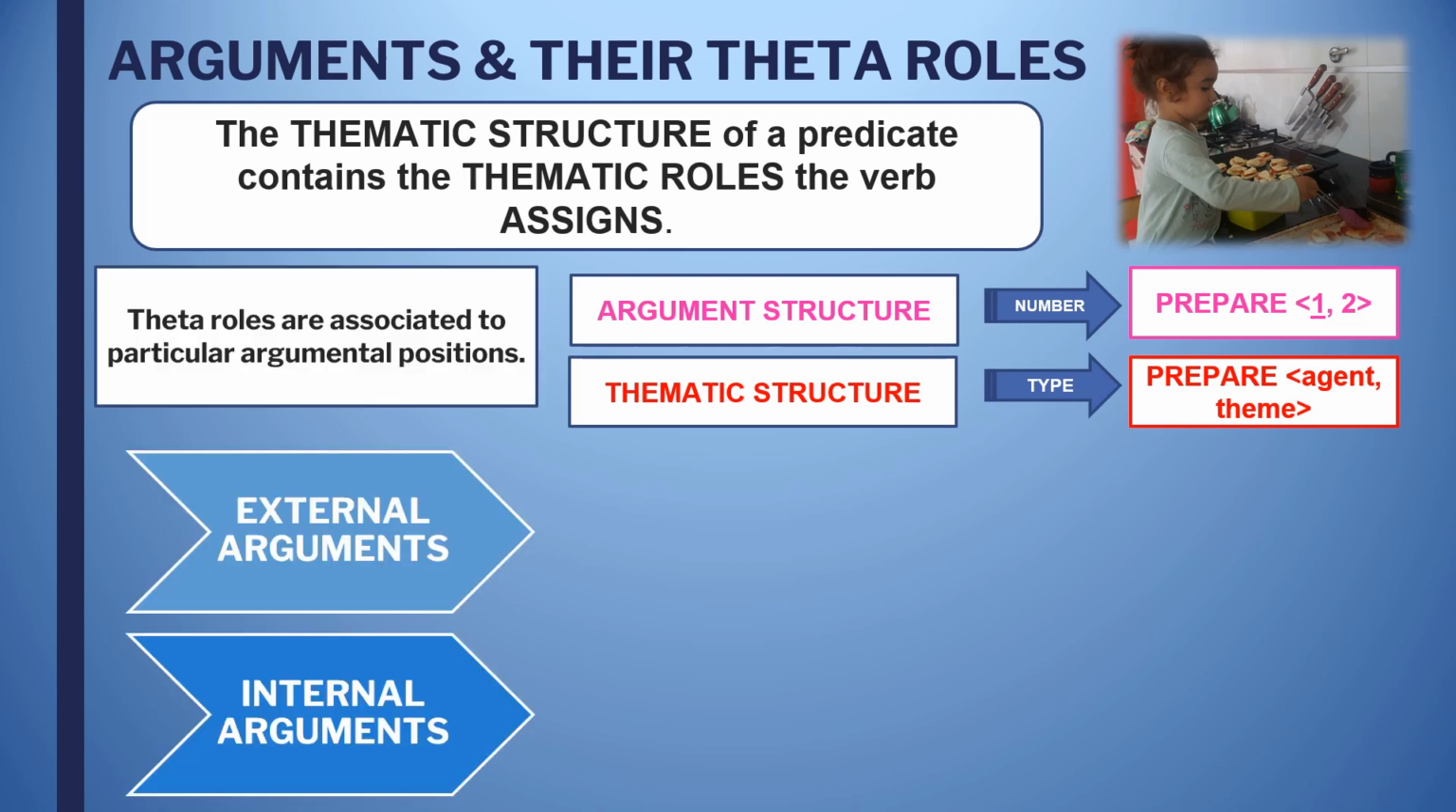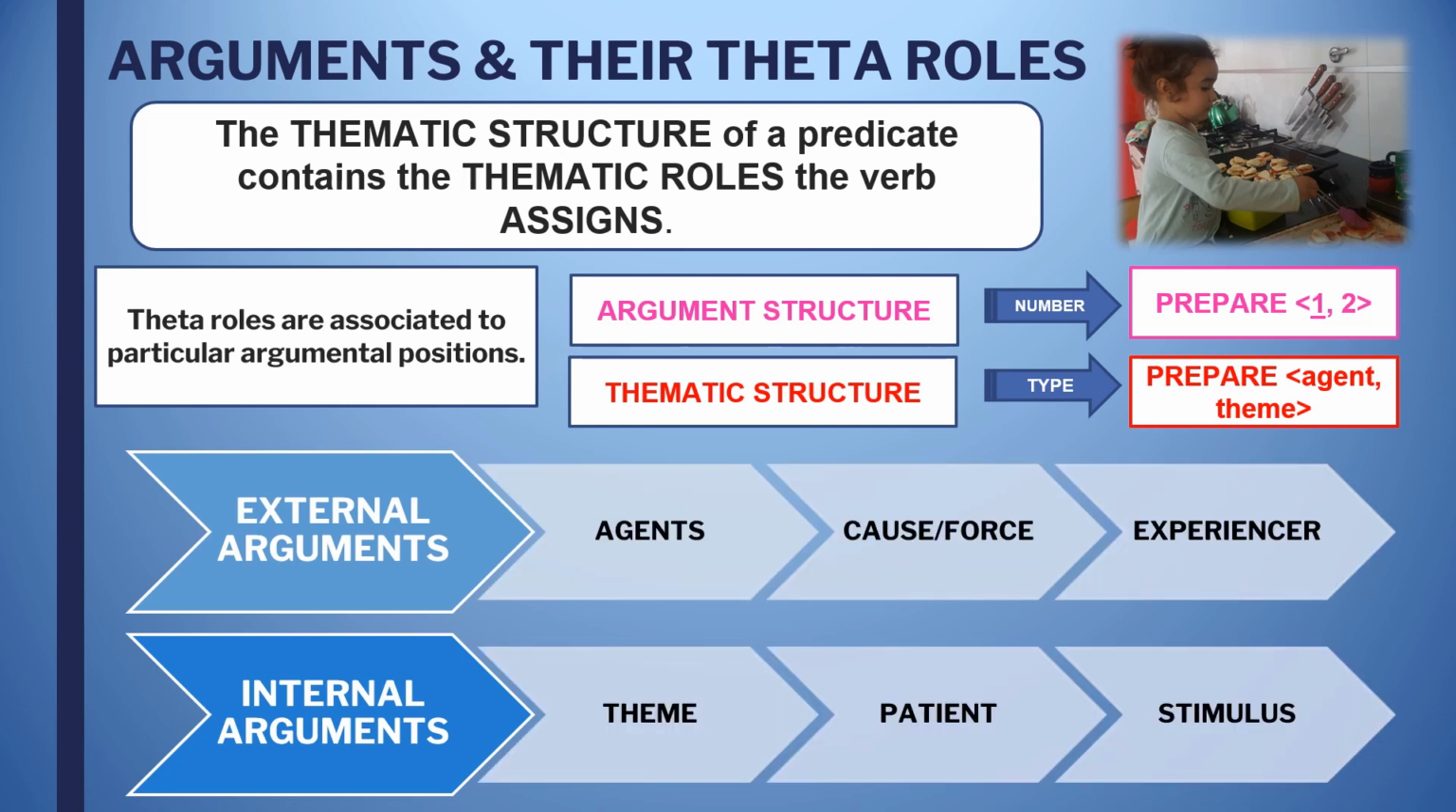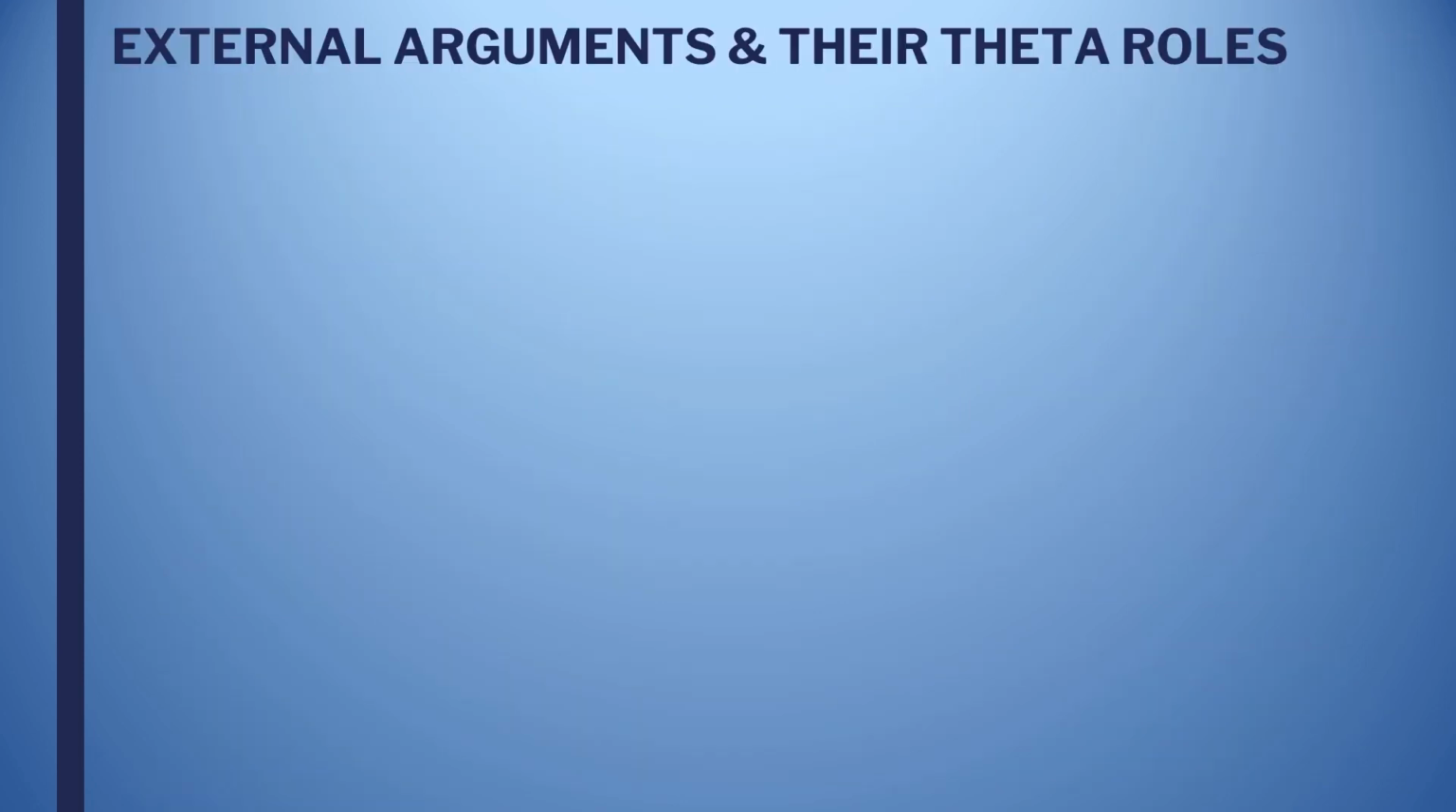We will see that all theta roles are typically associated to particular argumental positions. So, in general, external arguments will receive the theta roles of agents, experiencers, or forces and causes. And internal arguments will receive the theta roles of theme, stimulus, or patient. As we will see in detail in the next 3 slides, it is important to differentiate different theta roles because these are semantic characteristics that define the relationship between an argument and its predicate in a given event.